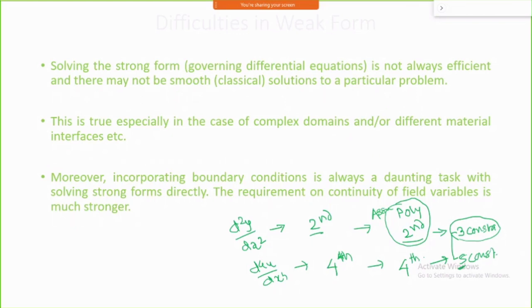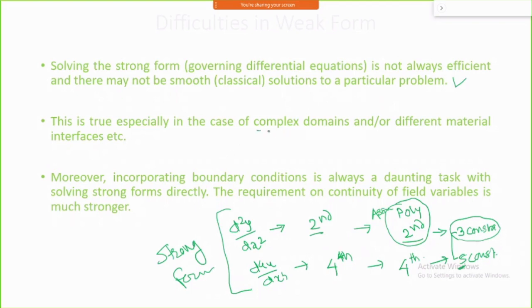That is what we are going to understand. In the strong form, these are called strong forms. These strong forms are not always efficient, and there may not be a smooth solution for a particular problem. We have seen that some of the problems do not give a perfect result, and that kind of thing is going to happen.